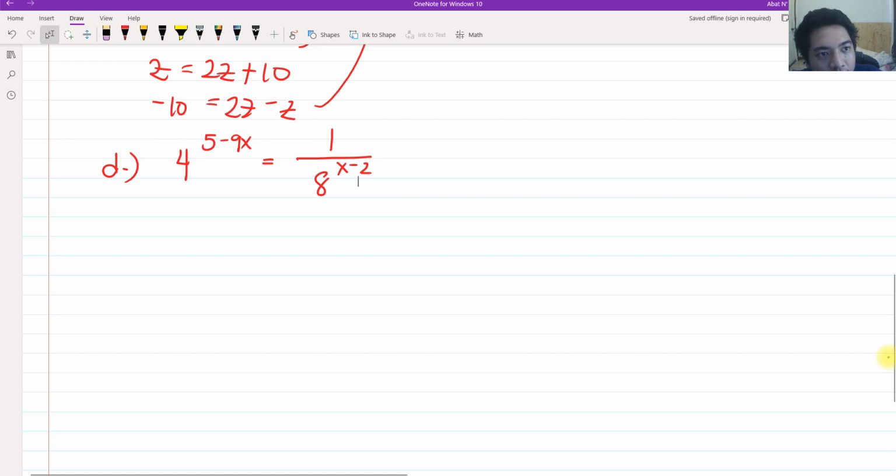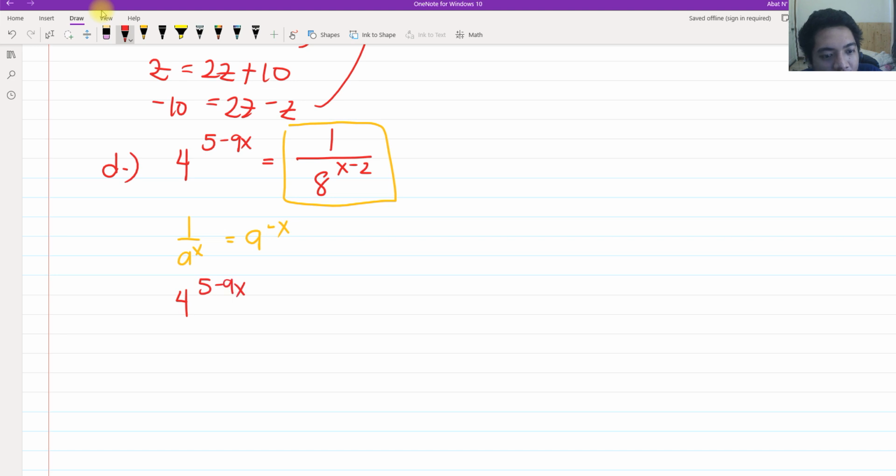Using the properties of exponents, we can actually rewrite 1 all over a raised to x, where a is any constant number, into a raised to negative x. So that's what we are going to do with one side of the equation here. We're going to get the reciprocal, but we're going to negate the exponent so that we will be avoiding the fraction form. So you have 4 raised to 5 minus 9x equals 8 raised to negative x minus 2. So we negated the exponent because we got the reciprocal.